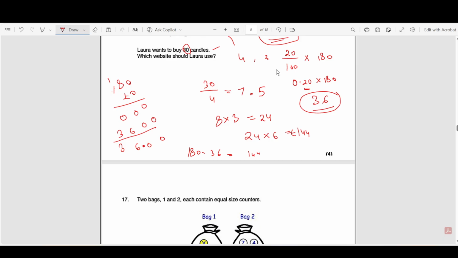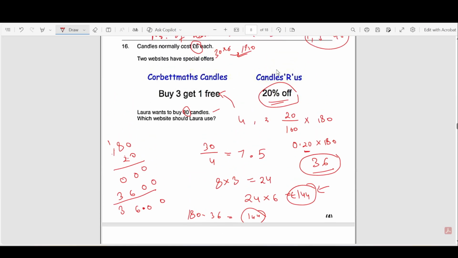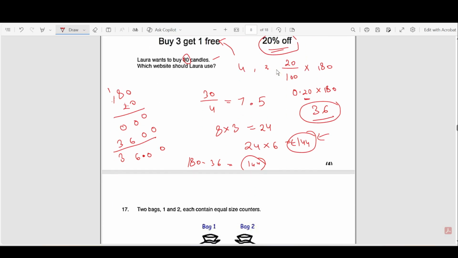So for the best website offer, they both have the same cost. You can see from the first one we got 144, and from the second we got 144. So Laura can use either website as they both cost 144 pounds.